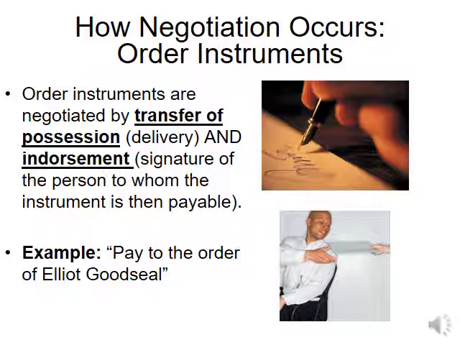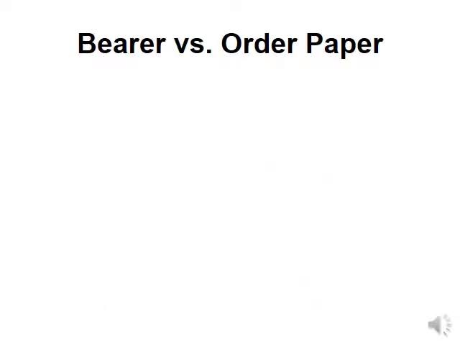But you want to know with negotiation, how do you transfer that instrument, give that instrument to someone else and make them a holder? In order to do that here, Elliot would have to transfer possession of the instrument, deliver the instrument to someone, and there would have to be an endorsement or a signature. An endorsement is within I.